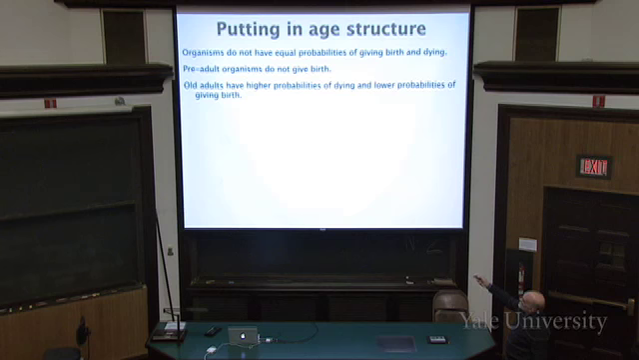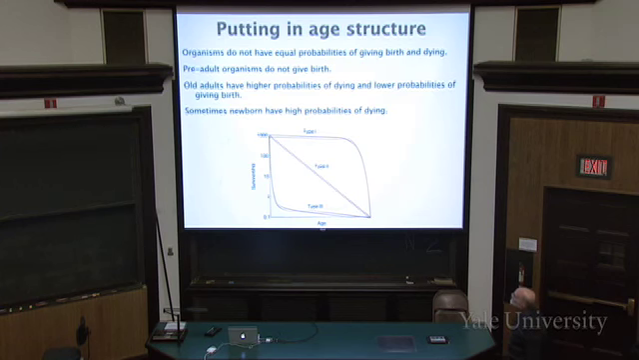Pre-adult organisms don't give birth. Old organisms have high probabilities of dying. Sometimes newborn have very high probabilities of dying. And if we look around the world, we can see that there are, roughly speaking, 3 different kinds of survivorship curves. We have age on the x-axis here in an arithmetic scale, and we have survivorship on the y-axis in a logarithmic scale. So when you see something like a type 3 survival curve, that is a huge drop in the number that are present, say, that are all born here at age 0.